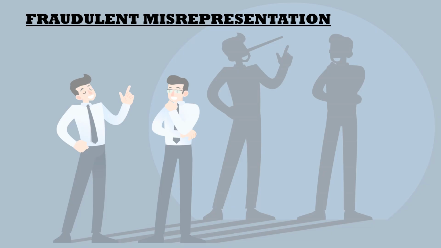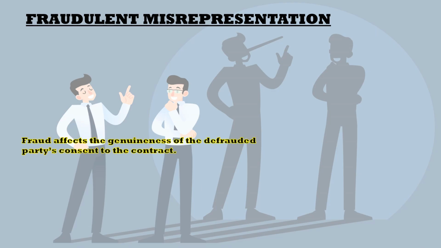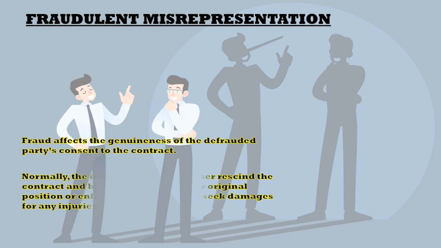Fraudulent misrepresentation. Fraud affects the genuineness of the defrauded party's consent to the contract. Normally, an innocent party can either rescind the contract and be restored to his or her original position, or enforce the contract and seek damages for any injuries. Now, just so we're clear, basically, fraudulent misrepresentation is a lie.